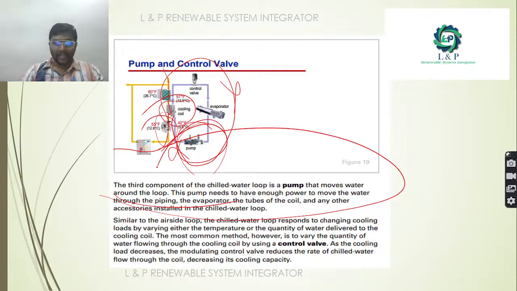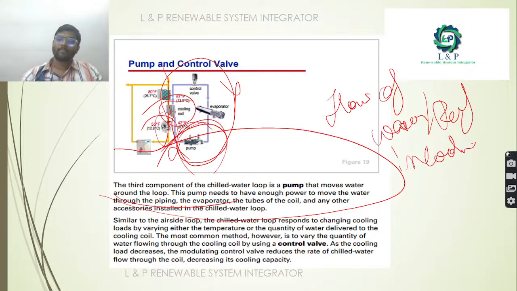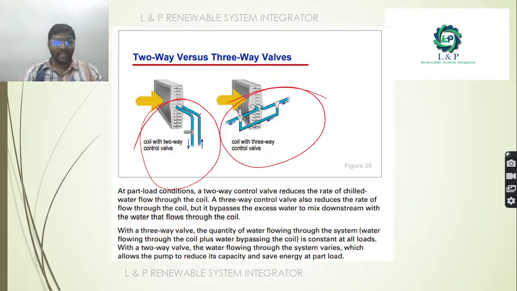And most importantly, in order to control the flow of water or a refrigerant or coolant in the cooling coil, we need the help of the control valve. In control valve, we have two different types. One is the two-way control valve, and the other one is the three-way control valve. As you can see, the two-way control valve simply reduces the rate of chill water flow through the coil. As you can see in the written line, it is reducing the rate of flow.